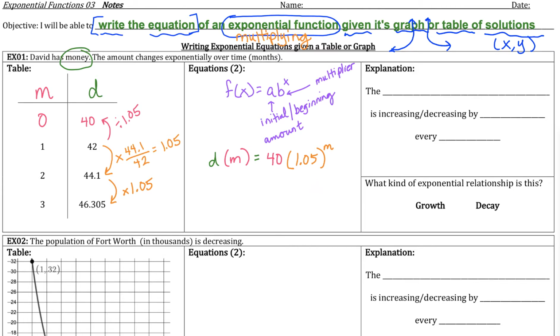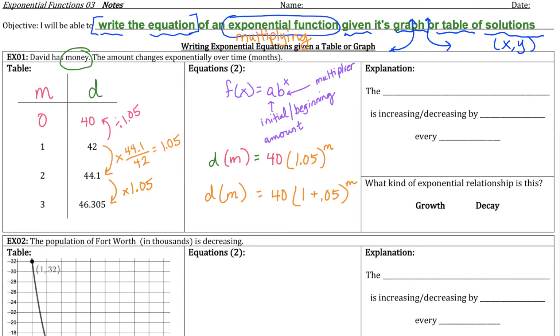And we can also write this as: dollars are a function of months, and it starts off at 40. Remember, we always want to start off with this 1. We have 100%, and we add 0.05, to the power of months. You'll see both of these on that test, so I just want you to be familiar with both.